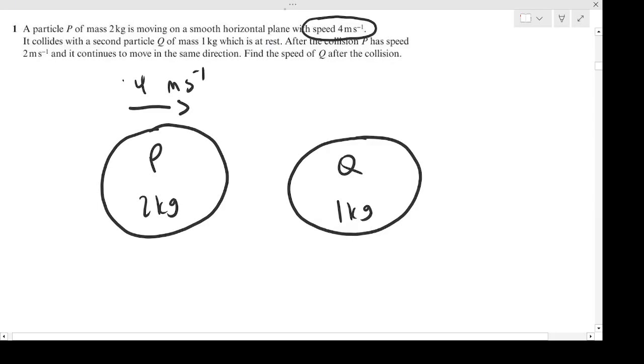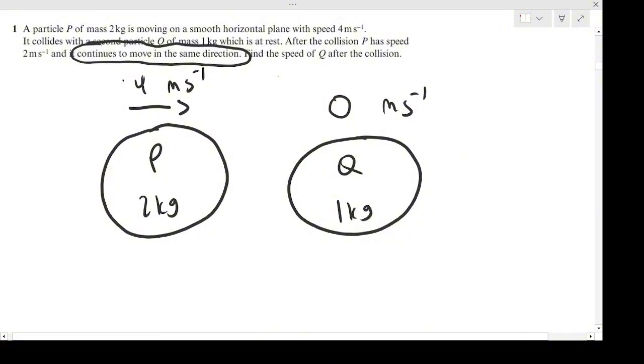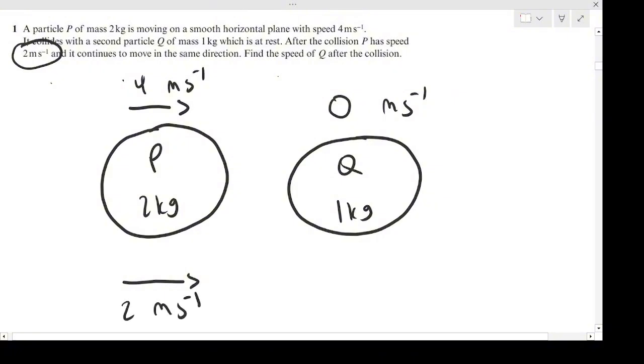Q, I'm told Q is at rest. So that means it's not moving. So it has actually 0 speed. So it's 0 meters per second. It's standing still. So hopefully that made sense, right? So P is going towards Q like that, and then they collide. Then afterwards, we are told P has speed 2 and it continues to move in the same direction. So afterwards, it moves in the same direction. So if it's moving forwards before, it's still going to move forwards after. So it's going to look like that, okay? And the speed is now 2, so hopefully happy with that.